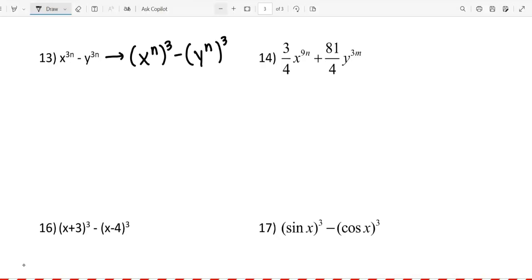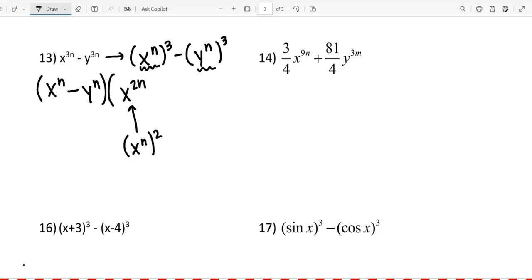So then, first one, the binomial is just going to be your first term here, x to the n. Same sign as your problem, minus. And then this term, y to the n. Your trinomial is going to start by taking x to the n and squaring it. What's x to the n squared? X to the 2n. Your first sign was the same. This one is opposite, so plus. And then your middle term comes from multiplying x to the n times y to the n, which is really just going to be x to the n, y to the n.